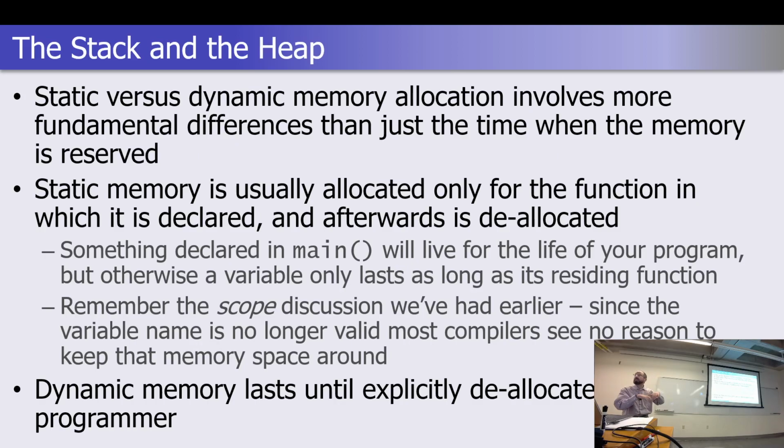I have a function. Inside that function, I declare a variable. That variable scope is only valid inside that function, and it actually only exists in memory. That location in memory is only valid while I'm inside that function. So it's kind of a side effect that we have started everything in main, and we're always staying in main, that something declared in main will live for the life of your program. But in general, when we write a function, our variable only is going to last if it's allocated statically, as long as we're within our residing function. Dynamic memory does not work that way.